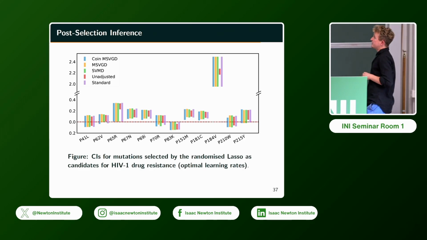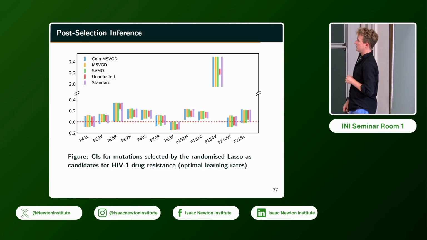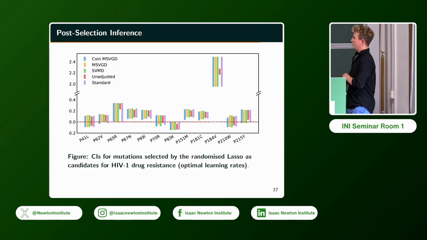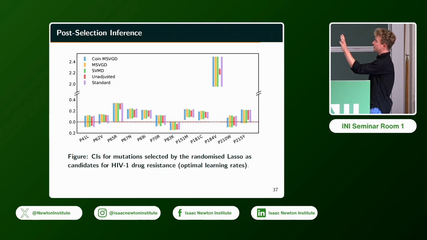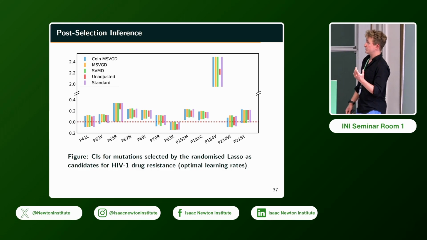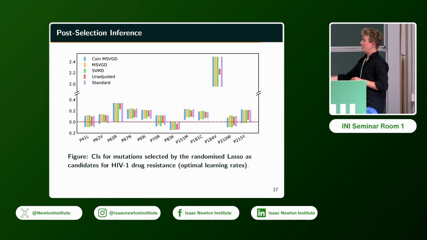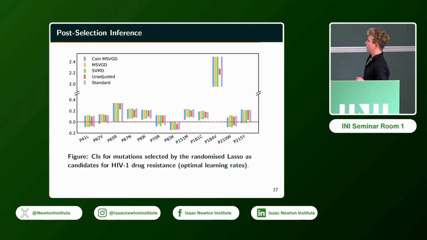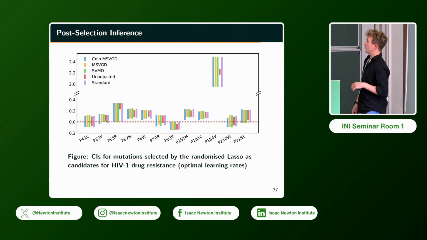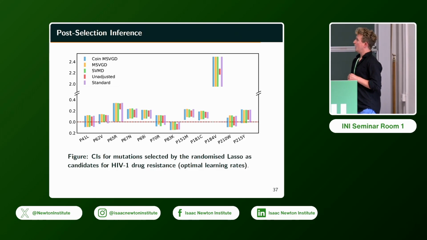And what you can see essentially is our method coincides to a fairly good degree with both these existing methods with a well-tuned step size, which were in orange and green, and with this gold standard method in purple. And in particular, I guess the key thing here is that they all give very different results to the unadjusted setting where you don't adjust for this selection.